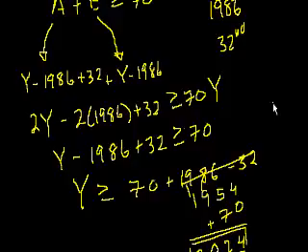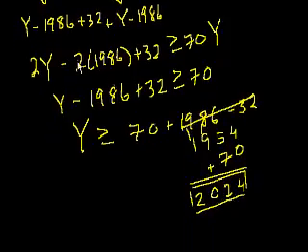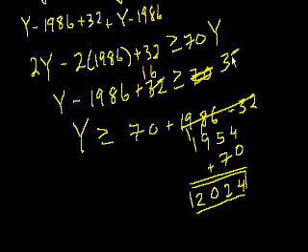I divided both sides by 2. Oh, I see my mistake. Here, in this step where I divided both sides by 2, I divided only the left side by 2. Actually, I didn't even do that. So 2 times 1986 divided by 2 is 1986. 32 divided by 2 is 16. 70 divided by 2 is 35.